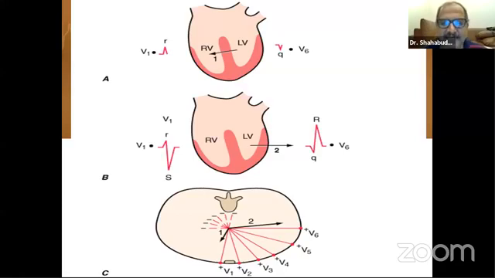This is the classical teaching for undergraduate medical students. And this is the placement of the chest leads. That's why the progression begins from here to here.